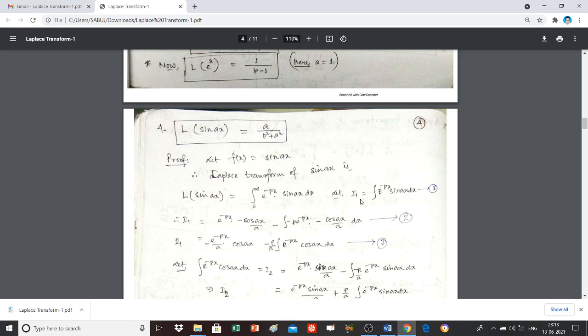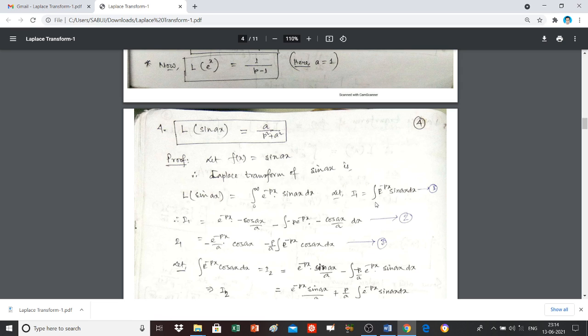Now let I1 be equal to this integral, that is, the integral of e to the power minus px sin ax dx. Just write this part, the integration of e to the power minus px sin ax dx, that is equal to I1. So you should compute the value of I1 using the method of integration by parts. This method should be employed in this case.